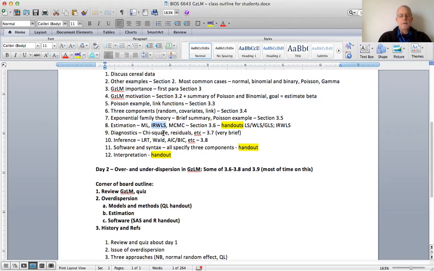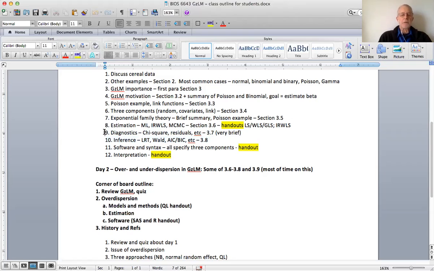All right, anything there? We talked a little bit about diagnostics. Well, inference is actually pretty easy because it's all the stuff you're familiar with. Likelihood ratio tests, Wald confidence intervals, and AIC, BIC, all of those things that you used before still hold for all exponential family distributions and all generalized linear models. So we kind of get that part for free.